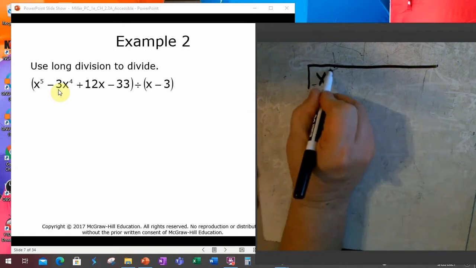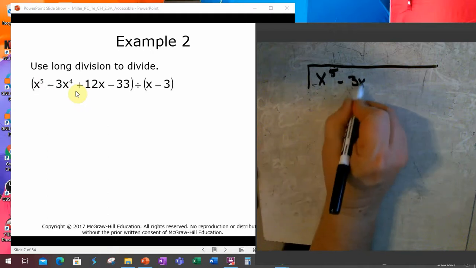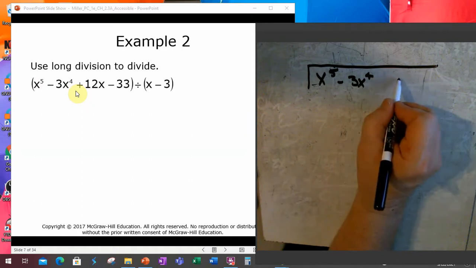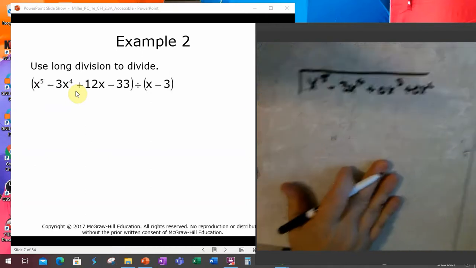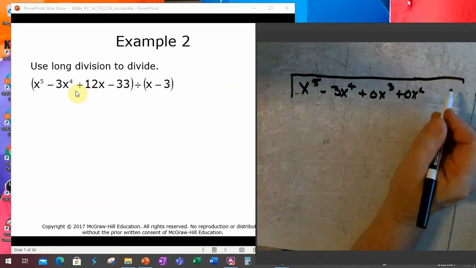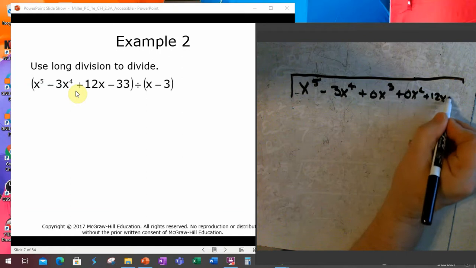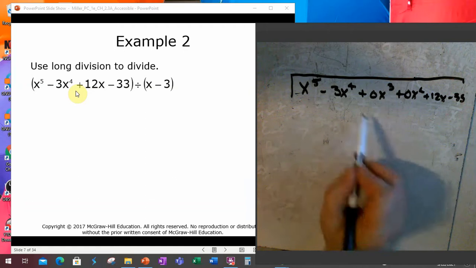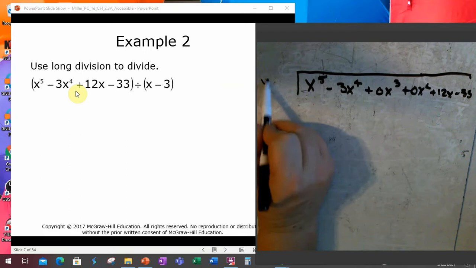Okay, so when I'm writing this down, I'm going to write the top polynomial underneath my division, 3x fourth. I'm missing a square. This next should be a third power, but I don't see it, so I'm going to put 0x cubed. I don't see a squared. And then plus 12x minus 33. 5, 4, 3, 2, 1, 0. These are going to be placeholders. And then my divisor, I put it out here.